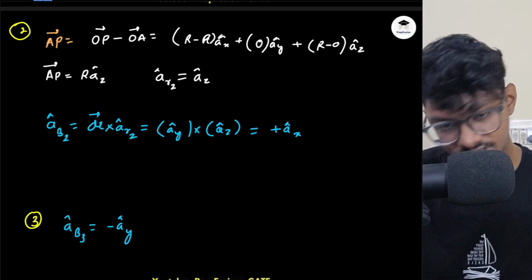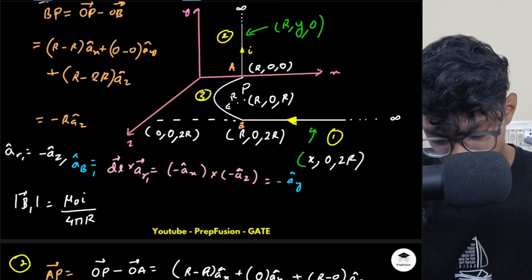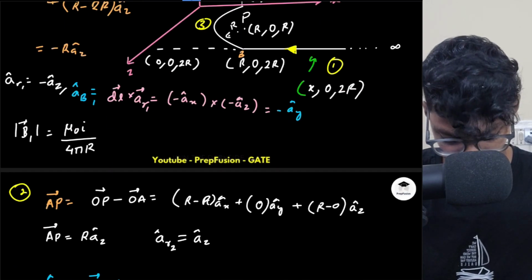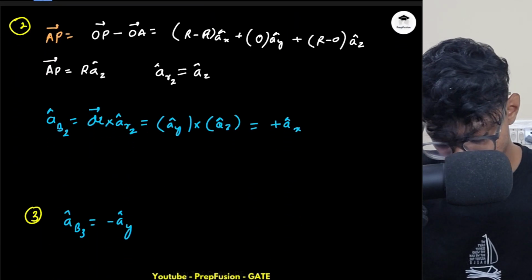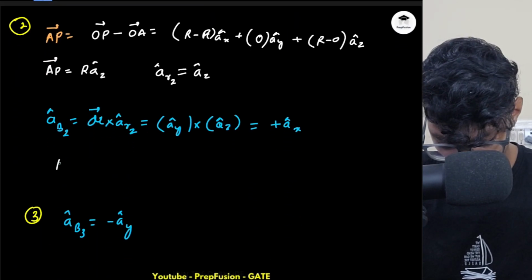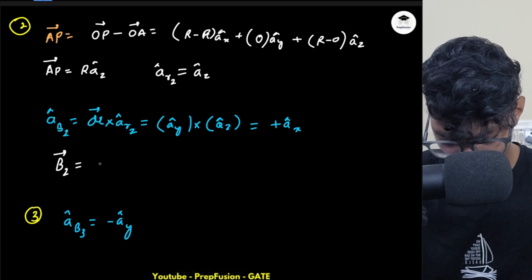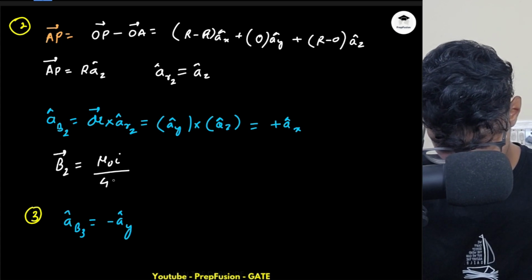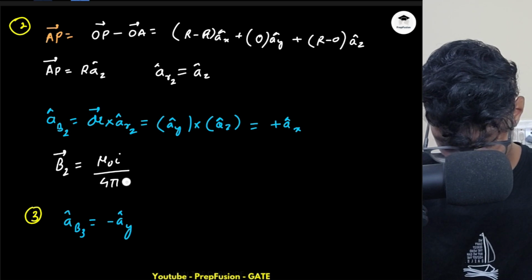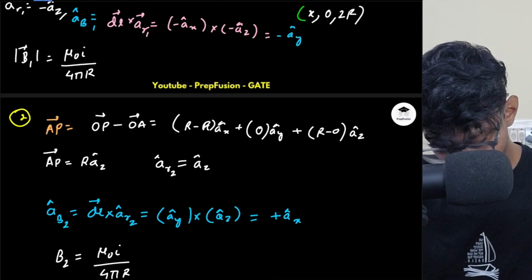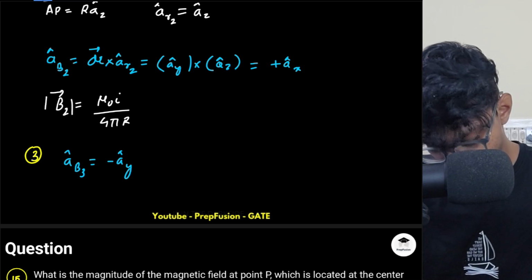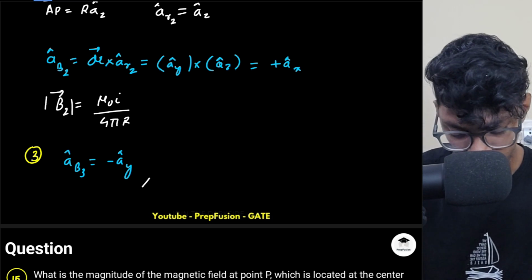Here as well the same thing, semi-infinite wire, and this angle is again 90 degrees. So B2 will be mu naught I by 4 pi R. Capital R. I will not write vector format here, I can write vector as well, the magnitude with the magnitude. So what about the third section?